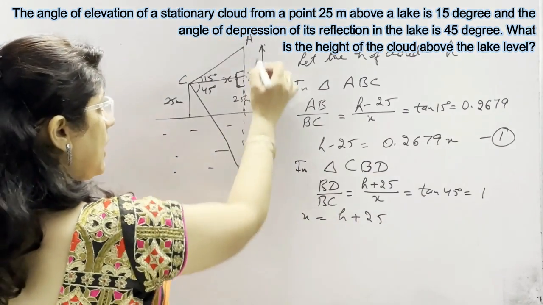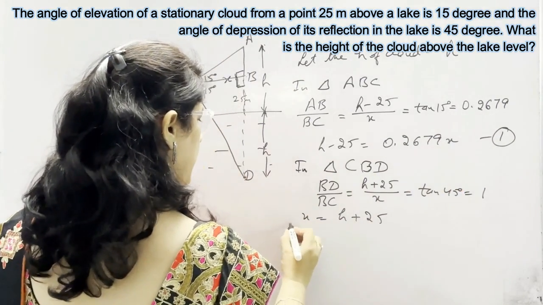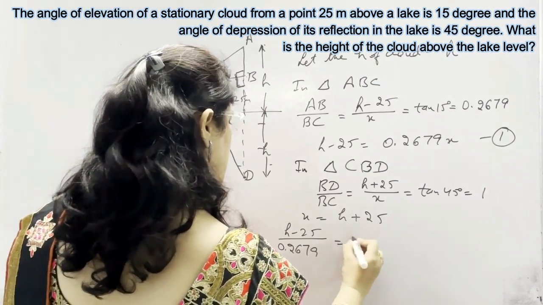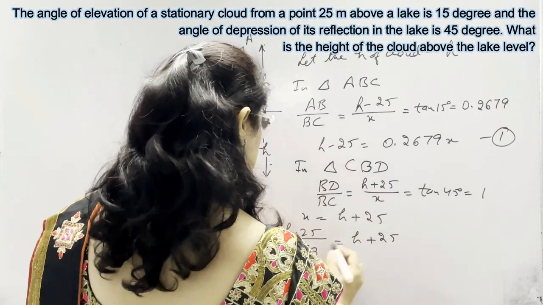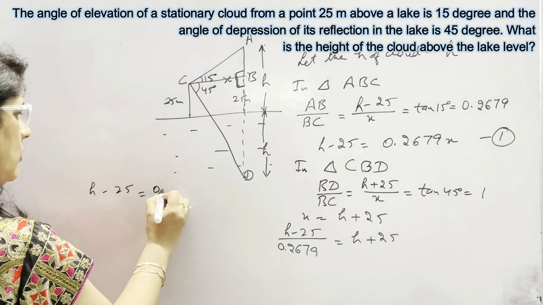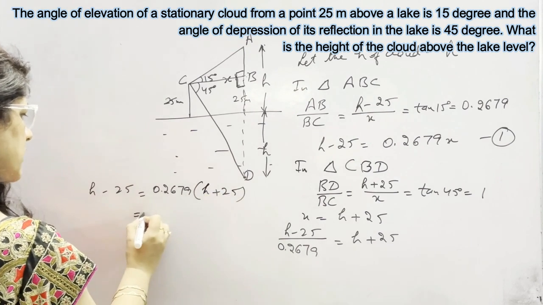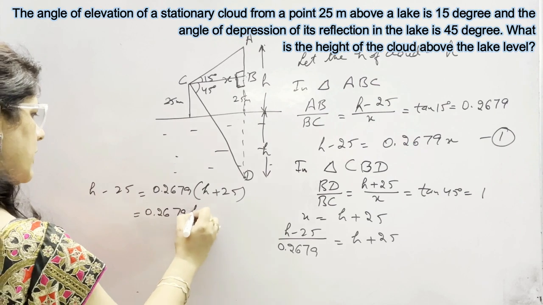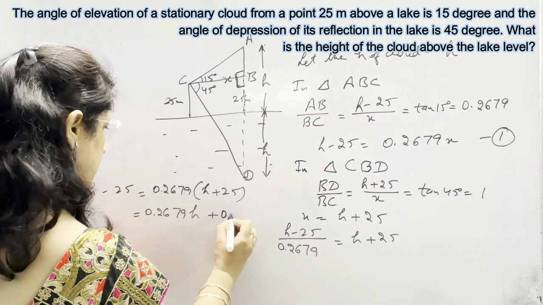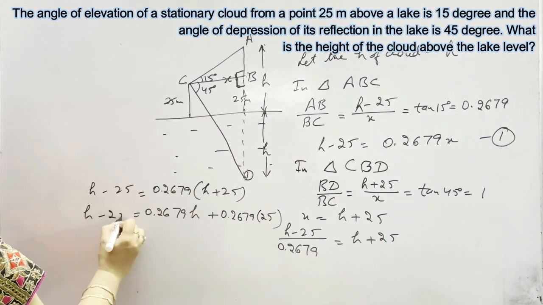Now we need to calculate the height, not X. So we can replace this X. The value of X is (h minus 25) divided by 0.2679, which is equal to h plus 25. Cross multiplying, h minus 25 is equal to 0.2679 times (h plus 25). Opening this bracket, 0.2679h plus 0.2679 multiplied by 25. And here h minus 25.